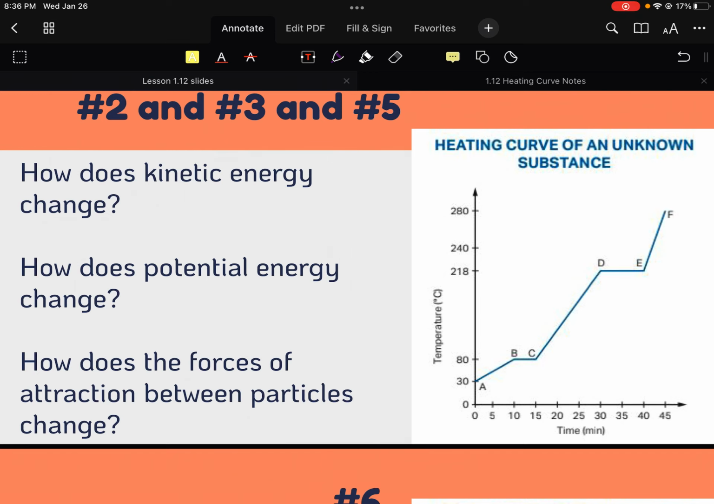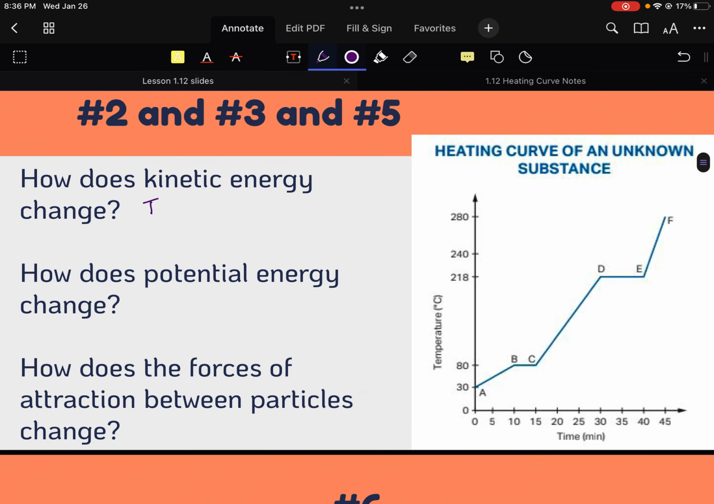Remember, we said that temperature is a measure of kinetic energy. So if I want to know if kinetic energy is changing, I can just look at the temperature. Anytime my temperature is increasing, that means my kinetic energy must also be increasing. Same thing if my temperature is decreasing, my kinetic energy would be decreasing. And if my temperature stays the same, then that means my kinetic energy is also staying the same.